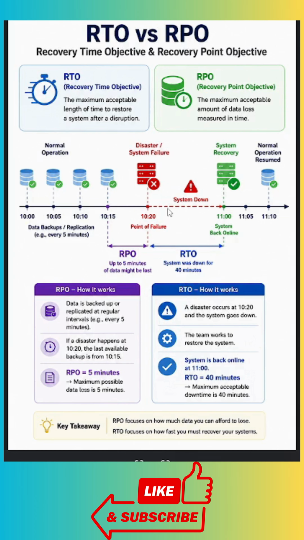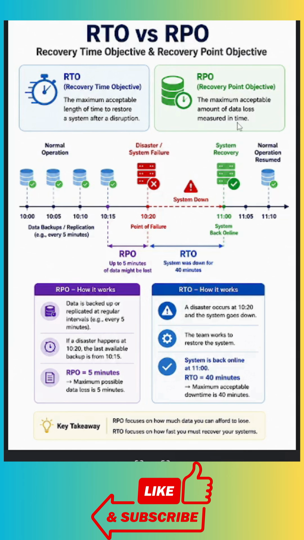What is RTO versus RPO in terms of disaster recovery? RTO is recovery time objective. It means the time taken to recover the system, basically to make the system available after disruption. So how much time does it take to actually bring the system back online? That is your recovery time objective.